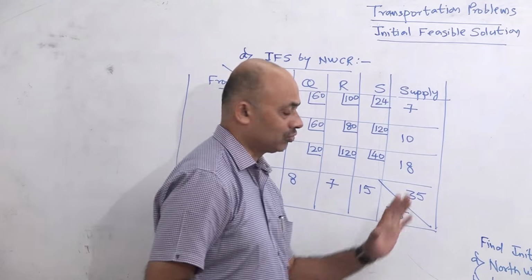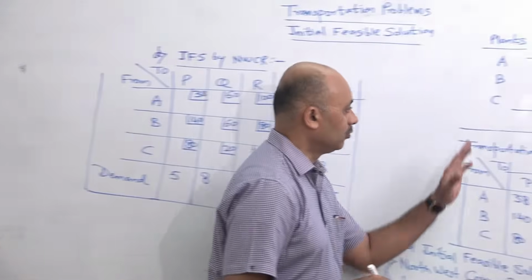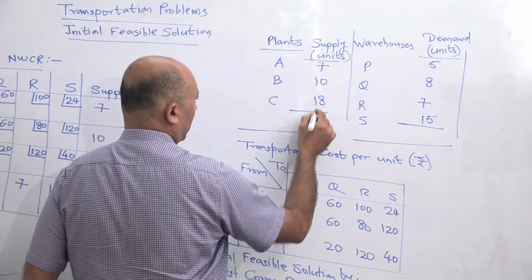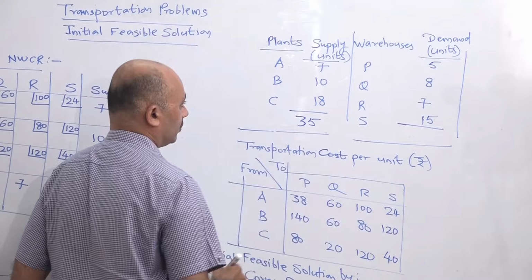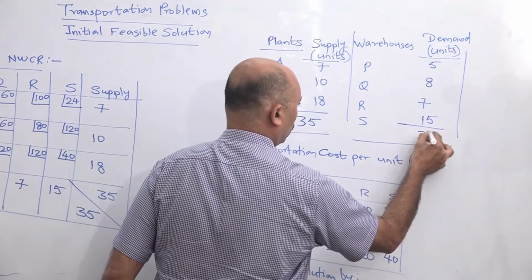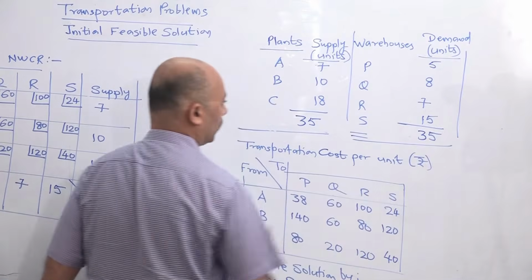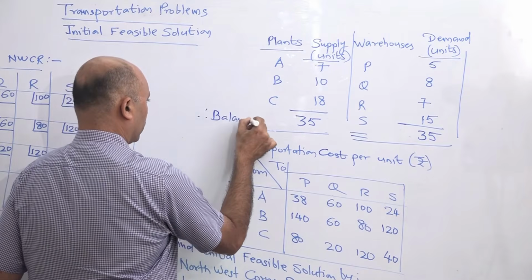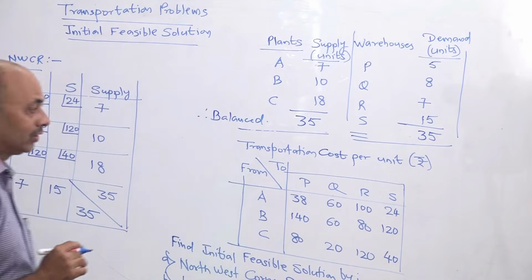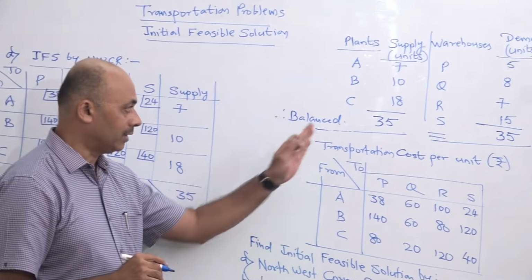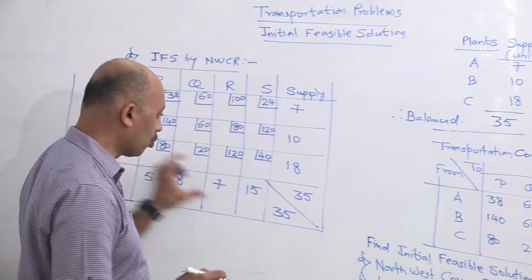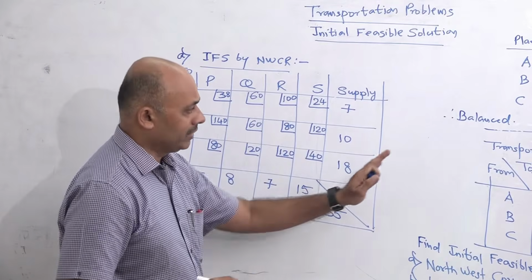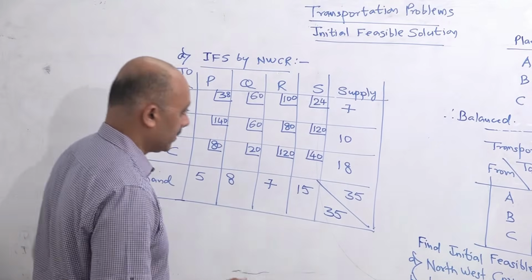Now before actually you start the solution, you should check whether this problem is a balanced problem or unbalanced problem. How to find that? You add the total supply, you will get 35 units. Then add the total demand, that is also 35 units. So total supply is equal to total demand, therefore you can say that the problem is balanced. If the total supply is not equal to total demand, then accordingly you have to take either a dummy row or a dummy column for balancing the question. But in this case the problem is balanced, so we don't need a dummy.